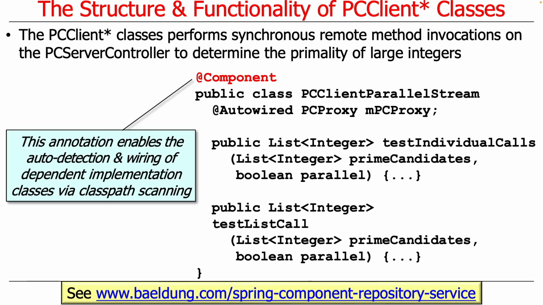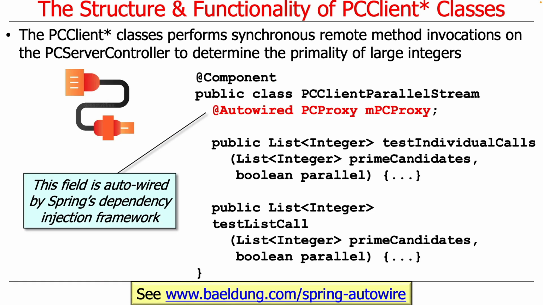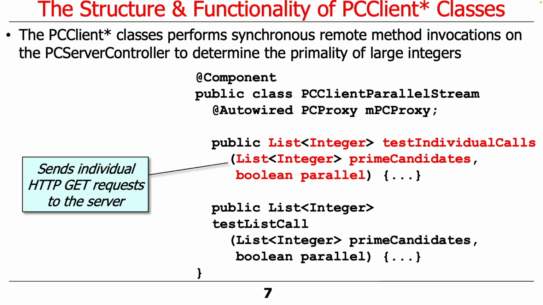First, we make this thing a component, so Spring can auto-wire it. We want it to be able to auto-wire the proxy. And even though there are several different variants of the client, one for structured concurrency, one for parallel streams, one for completable futures, and so on, they're all going to share the same proxy. And you'll see how that works in a second. And that proxy is going to be auto-wired. We want to auto-wire that proxy in, so we don't have to manually provide the constructor.